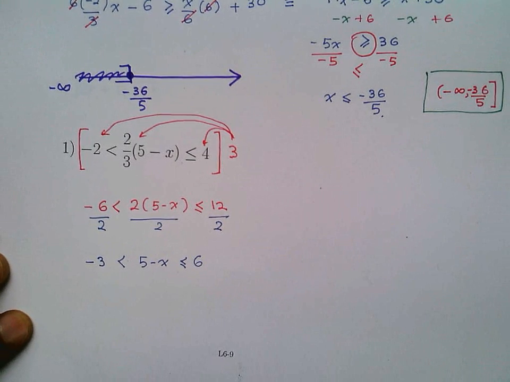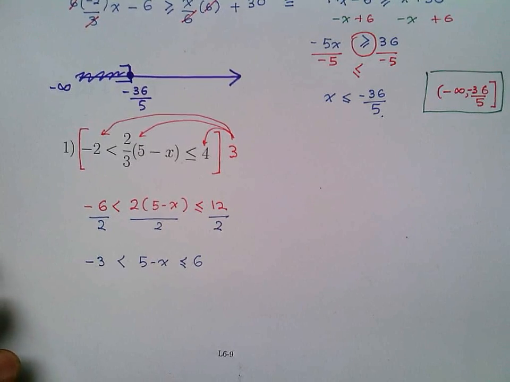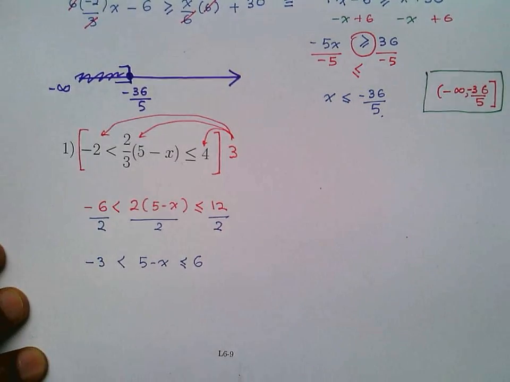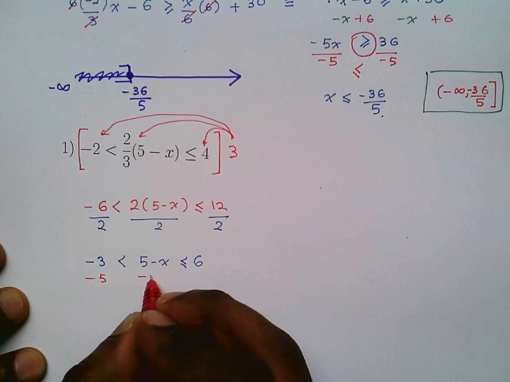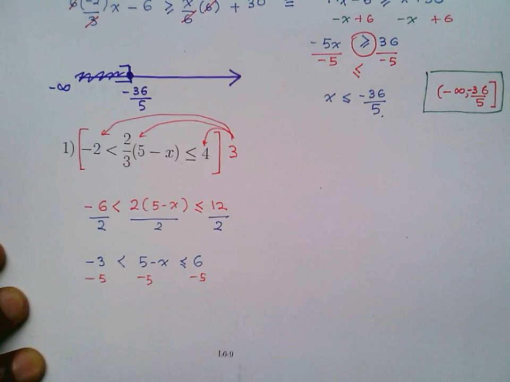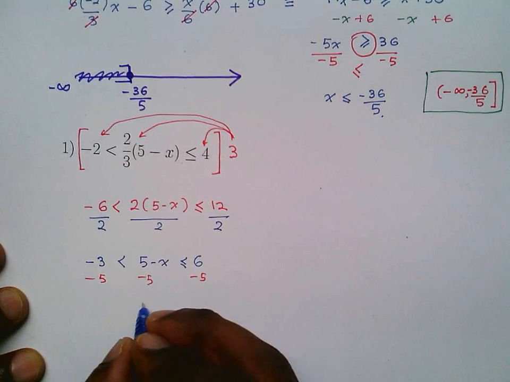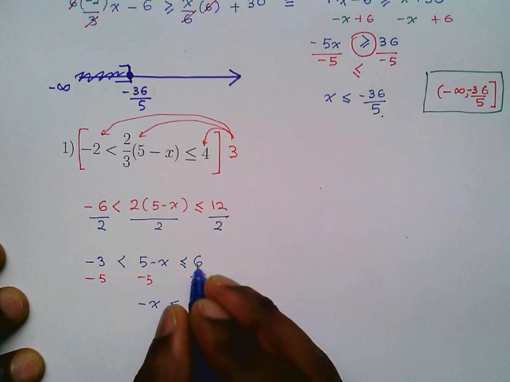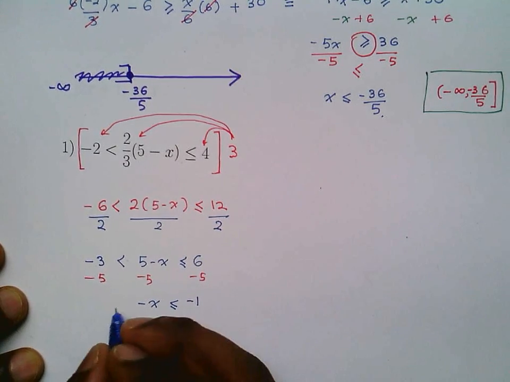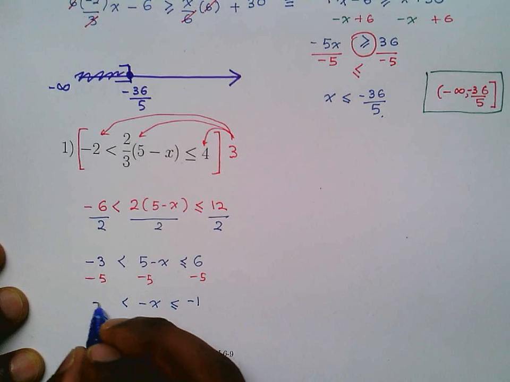So remember, your target is making sure only x is in the middle and everything else should go to the sides. Okay, so I'm not adding x's to all 3 sides, that would make x go to the sides. I'm going to subtract 5 from each side. So minus 5, minus 5, minus 5. That ends you up in negative x. Here you have 6 minus 5 is negative 1. Here you have negative 3 minus 5, negative 8.